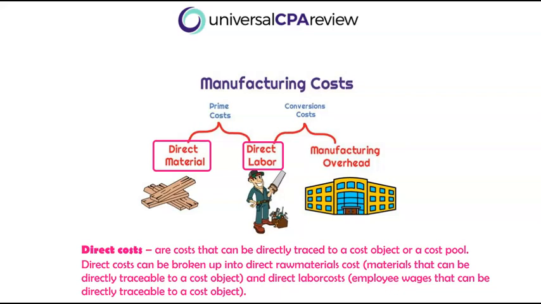So as we said, our direct costs are going to be those costs that are directly traced to the cost object or the cost pool. As we said, these are going to be broken up into direct raw material costs, right? Materials that can be easily traced to the cost object, and direct labor costs, right? Employee wages that can be directly traced to a cost object.